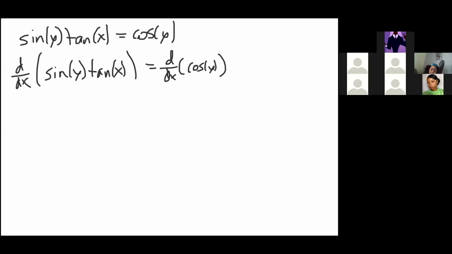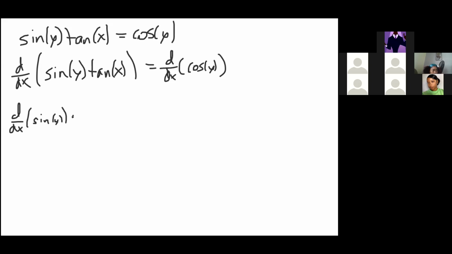Not the product, the product rule? Product rule. I've got to use the product rule here. Which means on that left-hand side, the derivative of sine of y times tangent of x is the derivative with respect to x of sine of y times tangent of x.